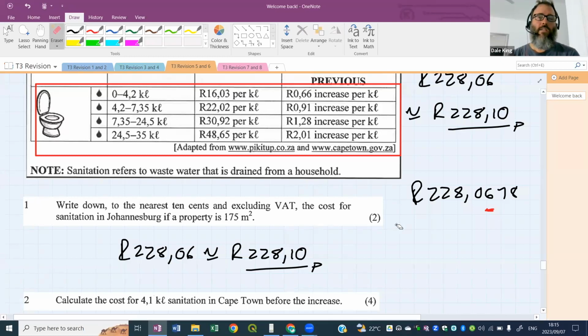So I don't think they'll say that. If they do, they're very nasty. 10 cents, a rand, 10 rands, or 100 rands, that's what they'll choose. So it's rounding off to a cent, which means the second decimal place, which is what we round off to anyway. So I don't think they'll say to the nearest cent.